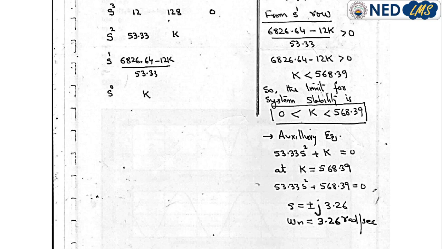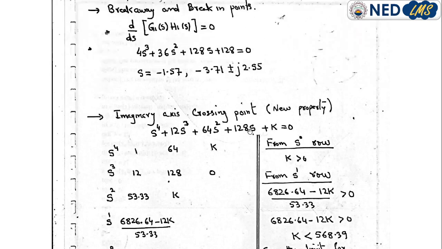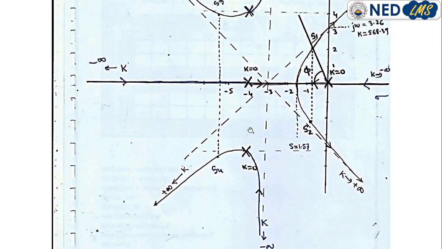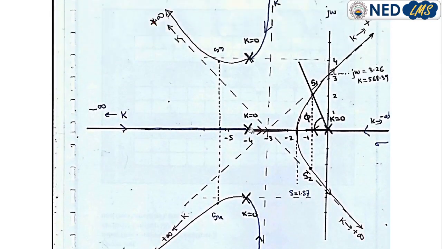At this value, if we design the system, then the system will behave like an oscillator, and the frequency of the oscillation is 3.226. Therefore we have plotted the root locus by making use of all this information.